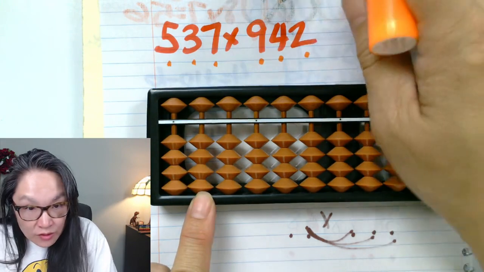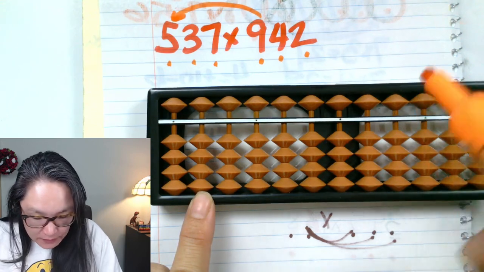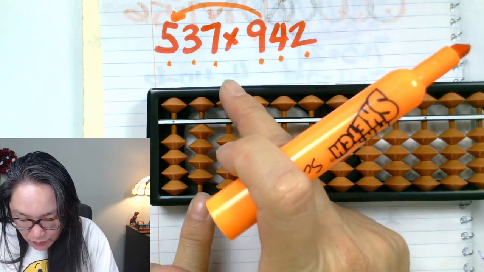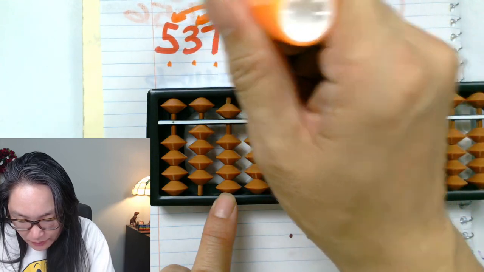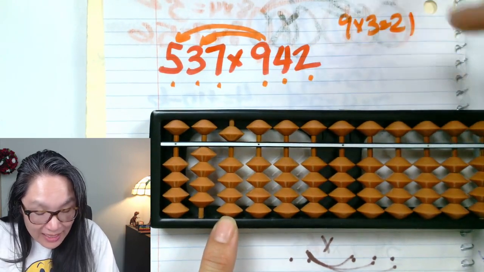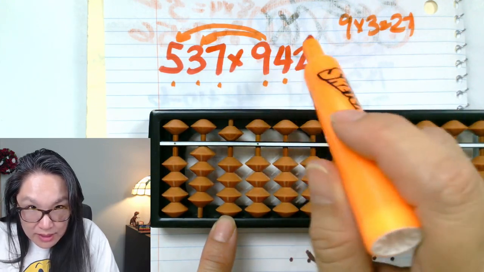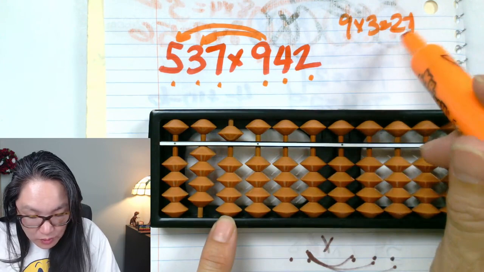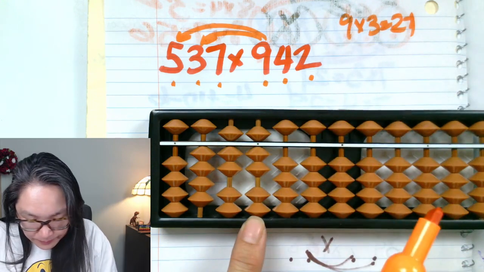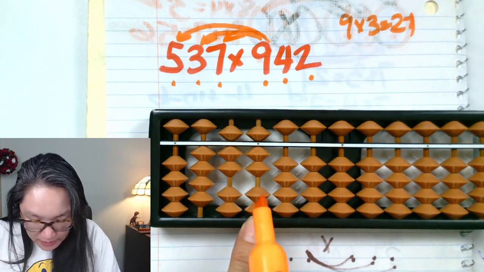Okay. So the first thing we're going to do is 9 times 5. 45, yes, exactly. So we do 40, we do 5. 9 times 3 is 27. I like to write it down because sometimes I lose track. So 27, 20, and then add 7. And then 9 times 7.